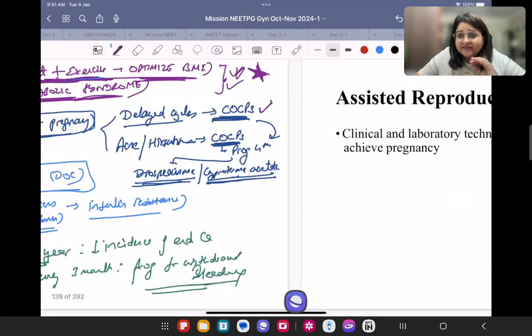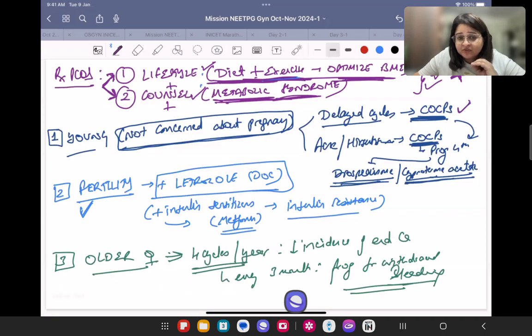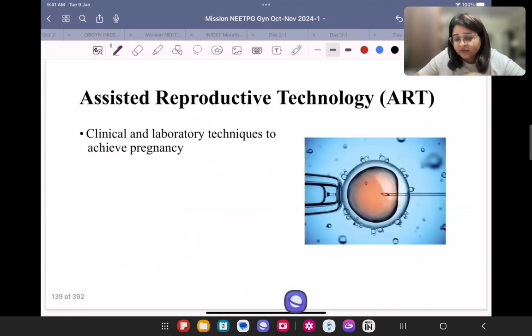Metformin is not advised as a primary drug just because it causes weight loss. It should be given only if there is associated insulin resistance. Otherwise, there is no point in giving metformin.